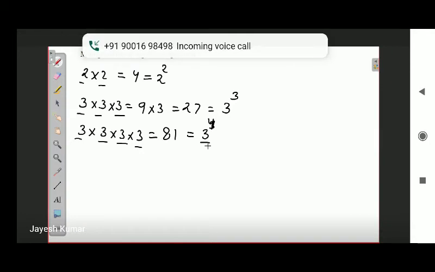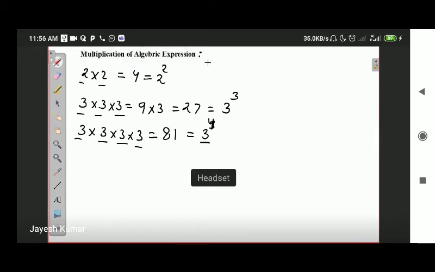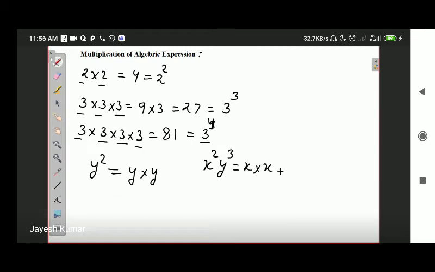Same with the algebraic expression. If I say that I have y square, what does it mean? y is being multiplied with itself 2 times. If I say that I have x square y cube, what does it mean? x is being multiplied with itself 2 times and y is being multiplied with itself 3 times. This means x square is 2 times x and y cube is 3 times y. This is how I show you the expansion of variables with powers.